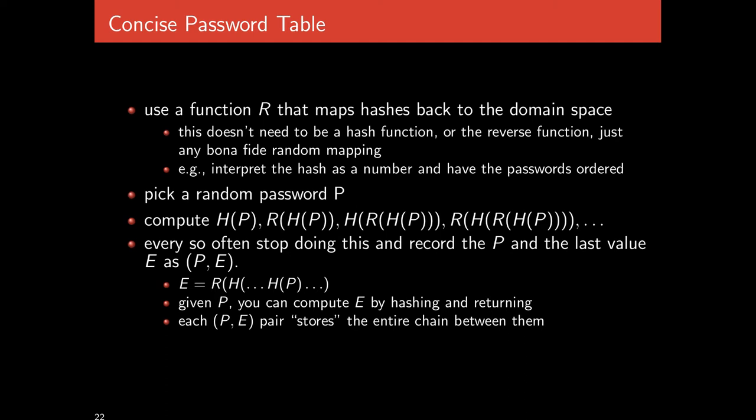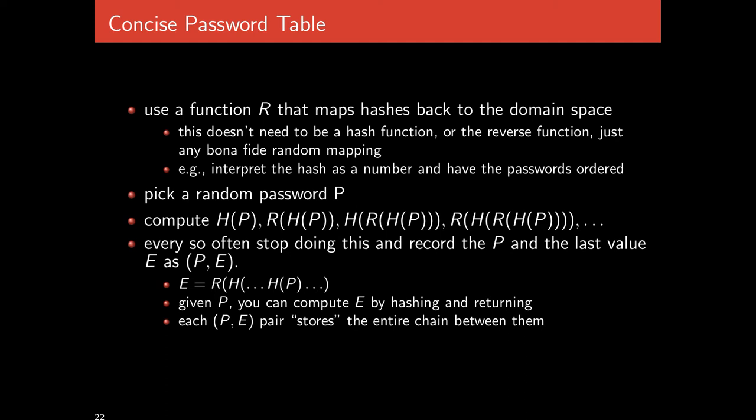And you can compute these chains in the forward direction. We assume that R you can just compute, and H you can compute. You cannot compute H inverse. So you cannot go from the hash of a password to the original password. But you can go forwards on this chain. So you can go from the hash of the password, using R, to some new password, to its hash, use R again to a new password, and so on and so on. And then what gets stored is the beginning and the end of the chain: the initial password and the final hash value, the end. With the idea being that the entire computed set of passwords and their hashes is buried in this chain.